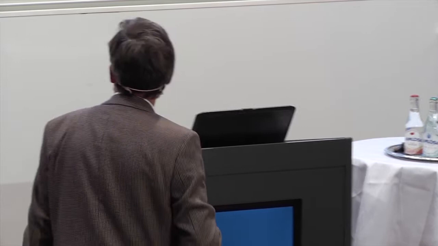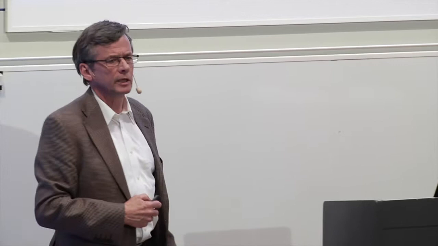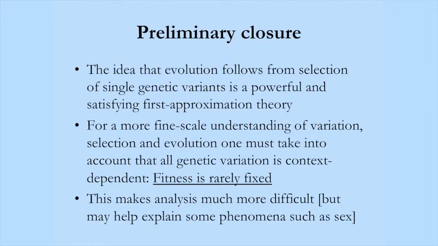But there were so many things he didn't know yet at that time. I think one can say that still he gets to some kind of preliminary closure of the feeling of what we're dealing with. And I've summarized it like this. The idea that evolution follows from selection of single genetic variants is a powerful and satisfying first approximation theory. Which means, yes, we continue to teach evolution the way we normally do to our students.